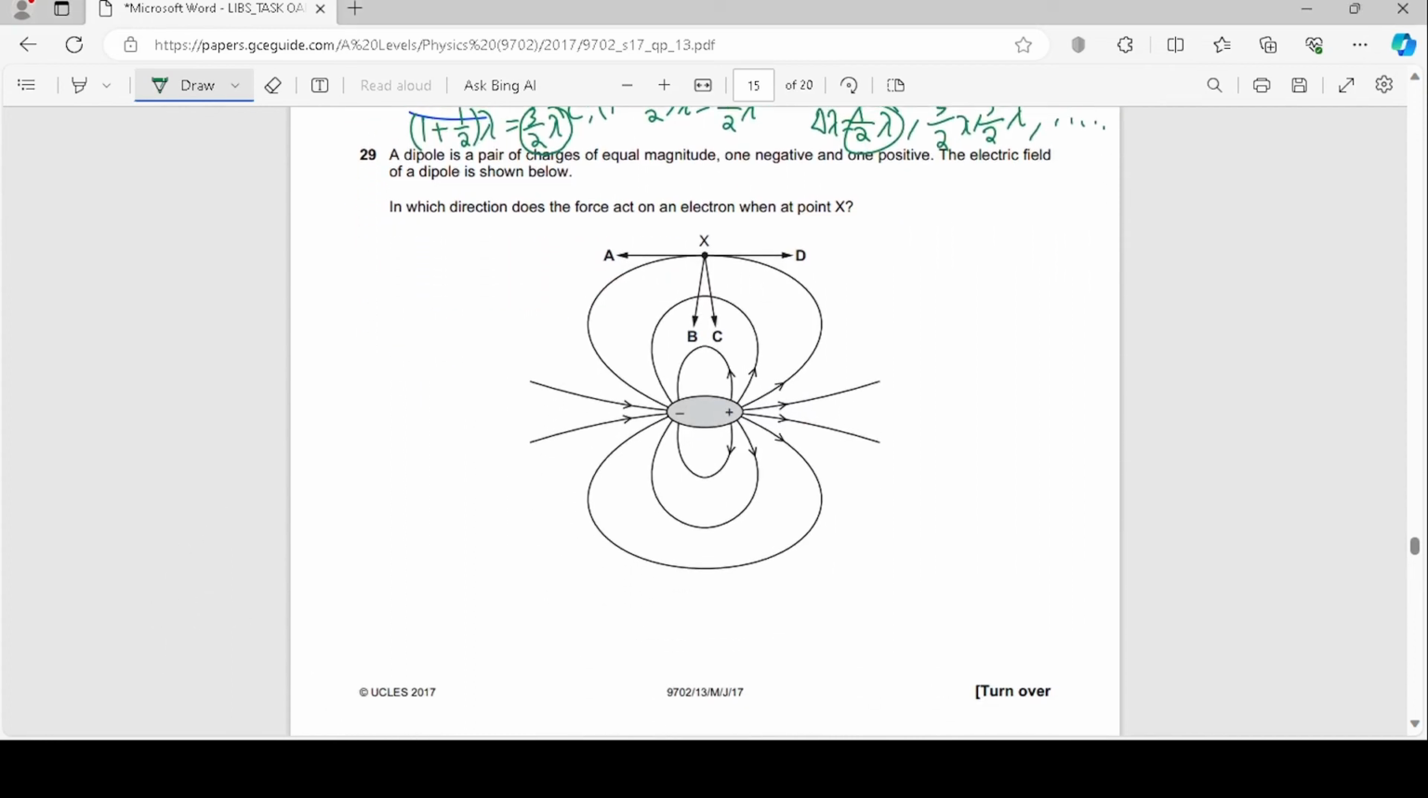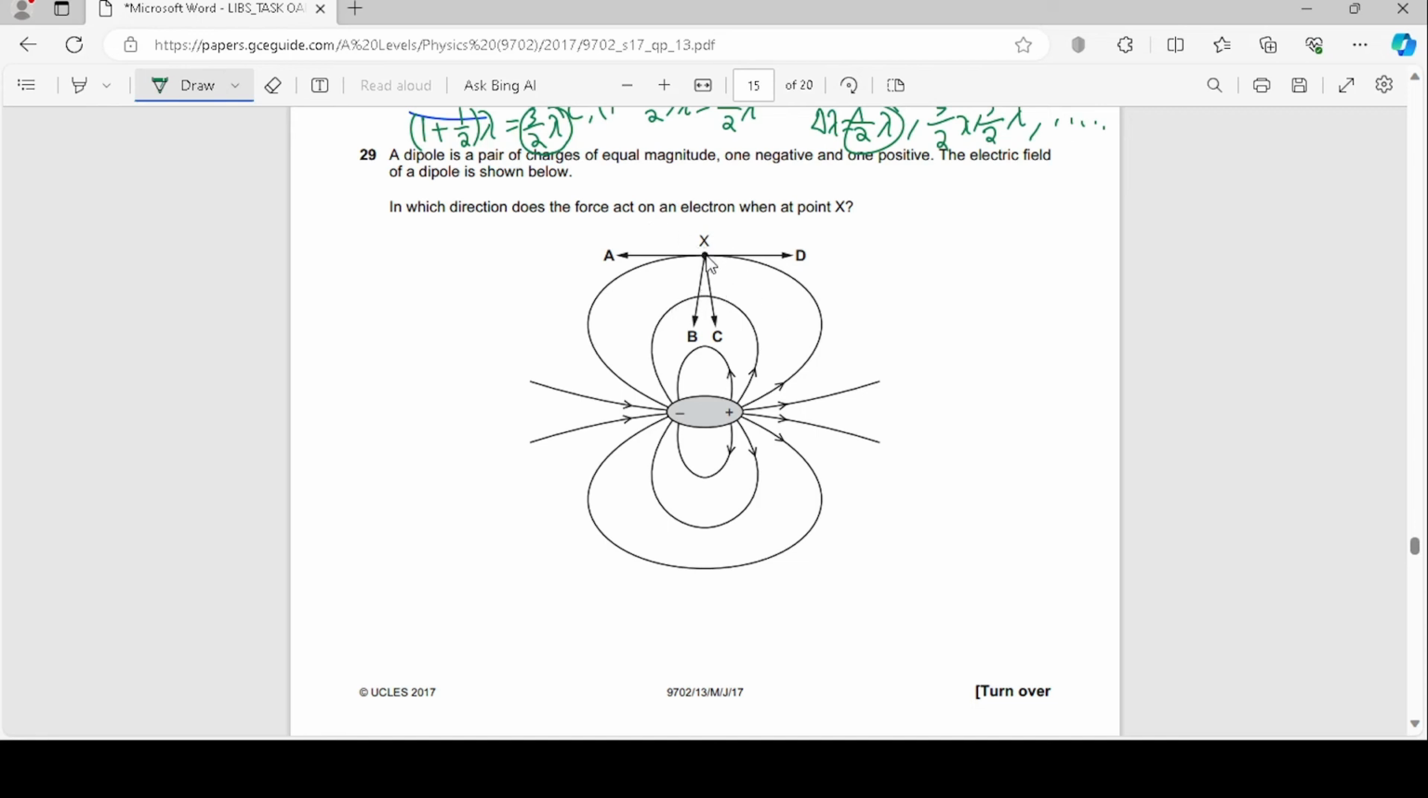Okay, so question number 29. A dipole is a pair of charges of equal magnitude, one negative and one positive. The electric field of a dipole is shown below. In which direction does the force act on an electron when at point X?